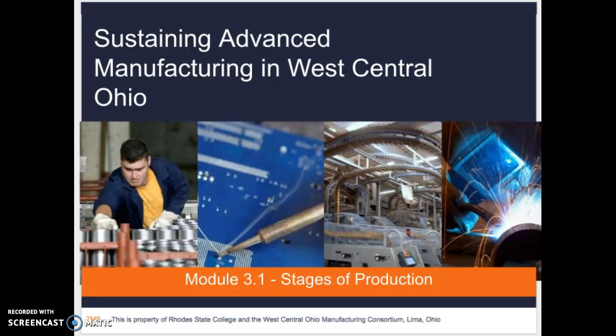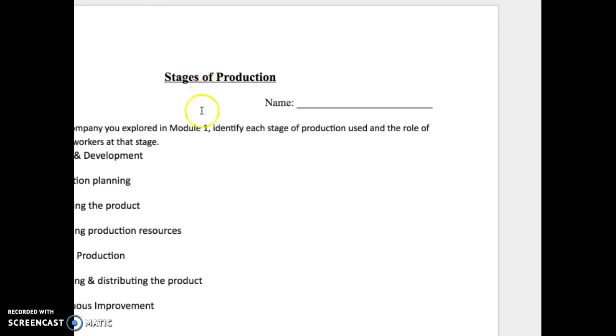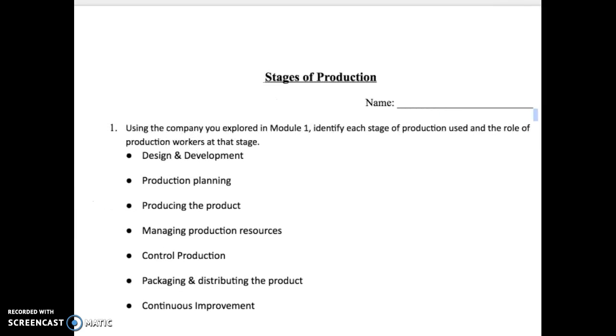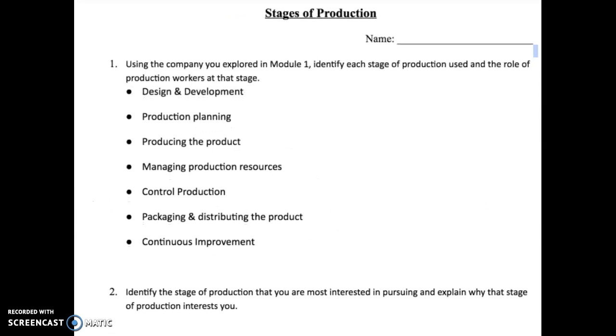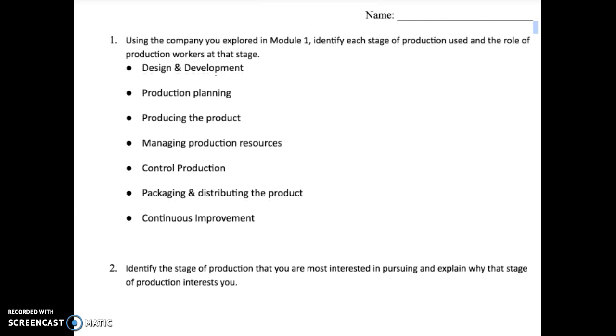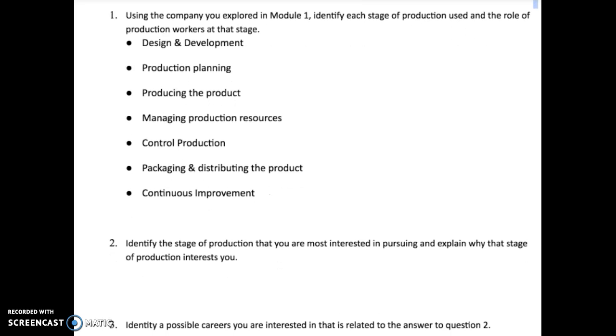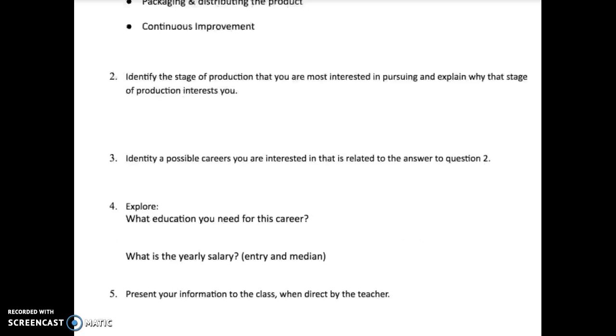This is the end of Module 3.1, Stages of Production. It is important that we look into our assignment for this unit. The stages of production for this are outlined here by having you, in question 1, identify the stage of production and the role that workers play in that. So in design and development, what does that actually mean, and what does a worker do in that section of it? So you may have to go back through the video to see these pieces.